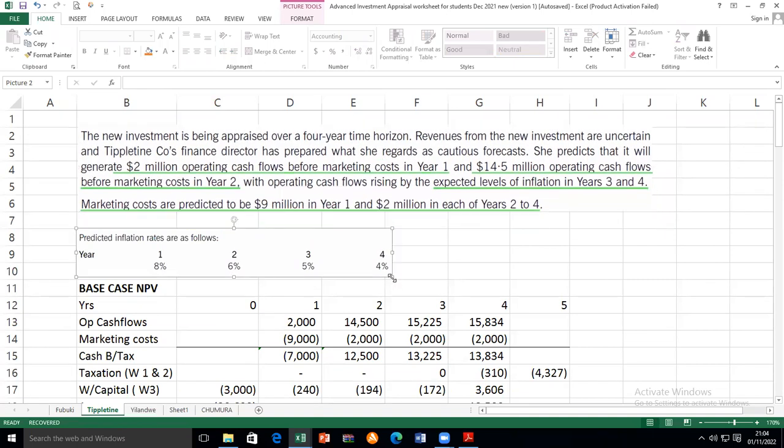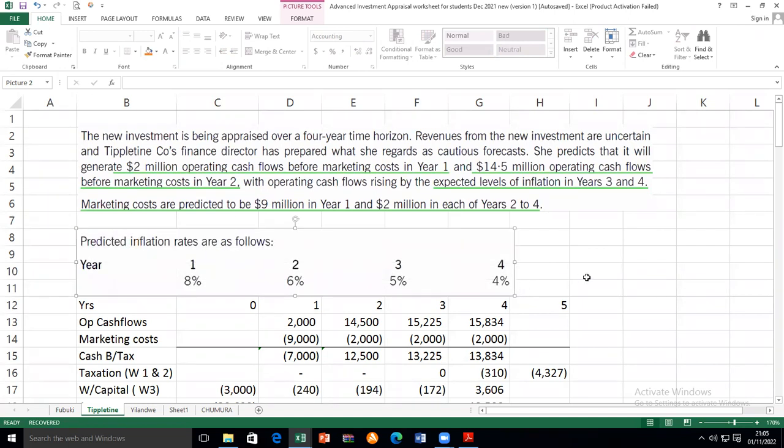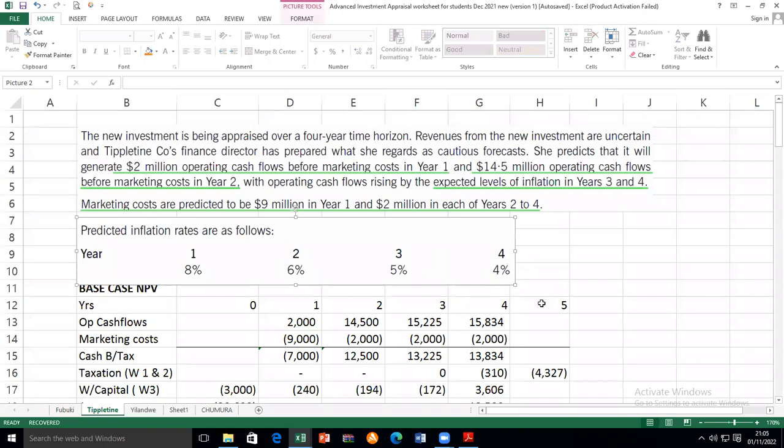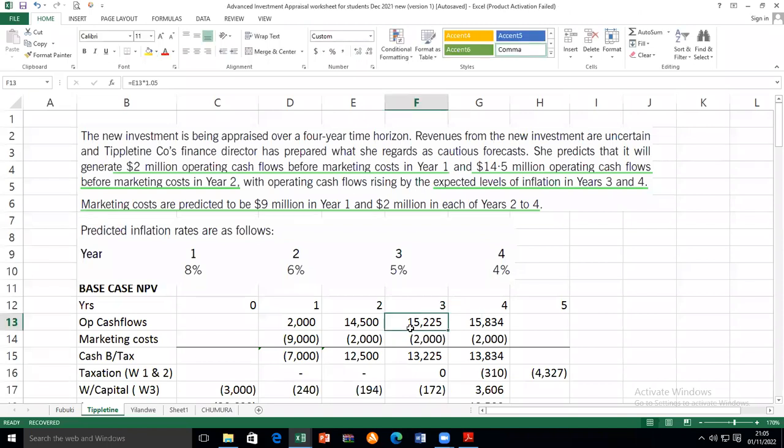I'm sure you can see we have also pasted or brought on board the inflation rates. In year 3, 5%, in year 4, 4%. And this is what we have done here. We take this figure, increase by 5%, then increase by 4%. Marketing costs were all given.